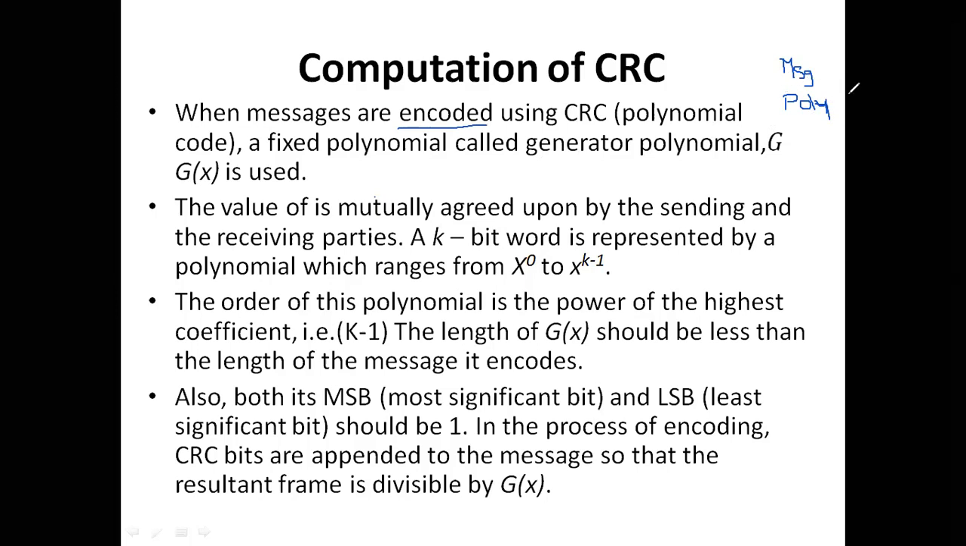While doing this, whatever the degree of the polynomial is, that many zeros we have to add to the message. Then only do we perform the division. Okay, that is the first step. Coming to the next step, the value is mutually agreed upon by the sending and the receiving parties. Both can mutually agree upon the values.